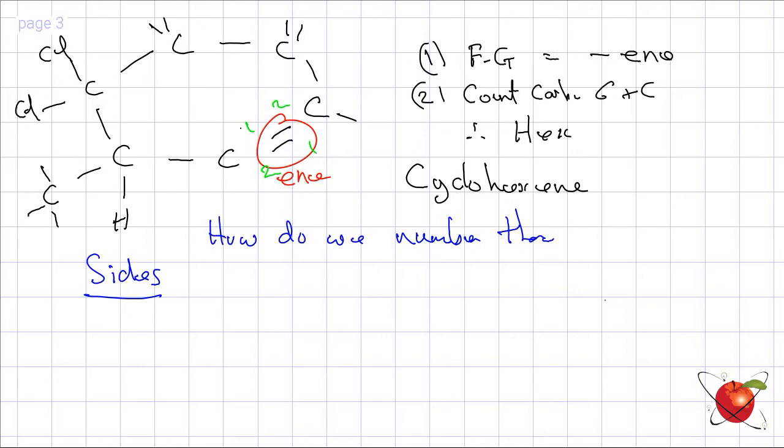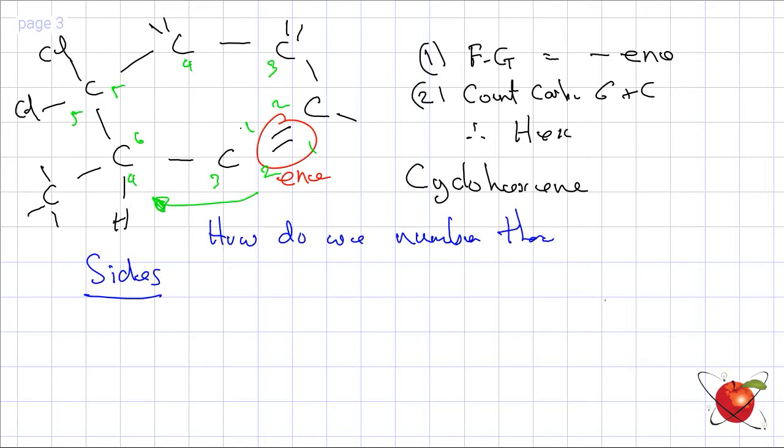Then you count. If I go this way around, it's 1, 2, 3, 4, 5, 6. That's my hexene. But now I could have gone 1, 2, 3, 4, 5. Can you see by going this way around, I have made the numbers smaller. I've got 4 and 5. Otherwise, I would have had 5 and 6 where the side chains were.